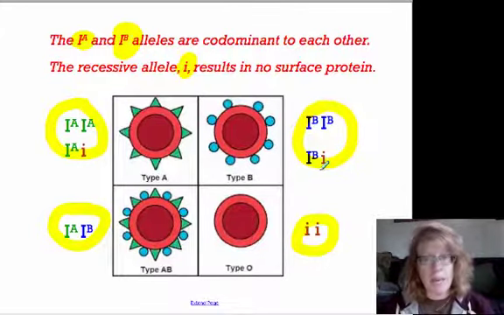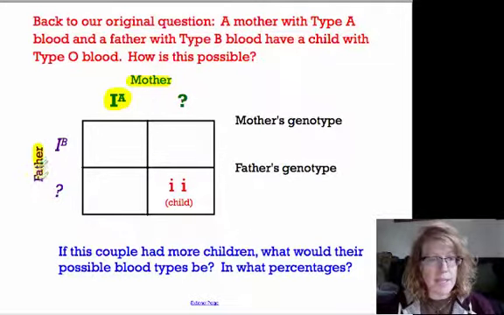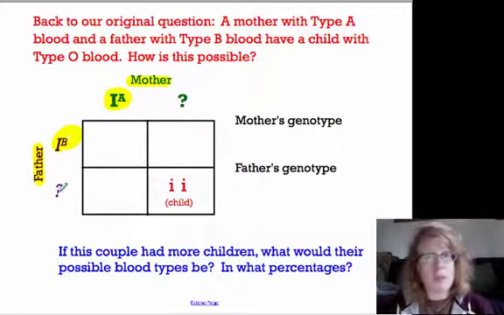So let's take a look at how this would work into our Punnett square problem. So our question is, the type A mother and type B father have a child with type O blood. How's that possible? Well, here's mom, and here's her type A. We don't know what this other one is. Here's father with his type B, right here. And again, we don't know what the other one was. Remember, there's 2 different genotypes that could give you type A. 2 different genotypes could give you type B.